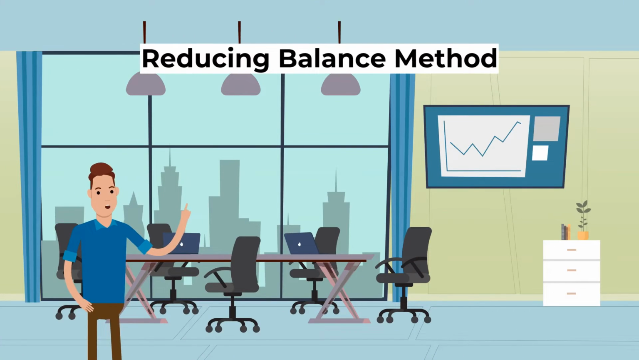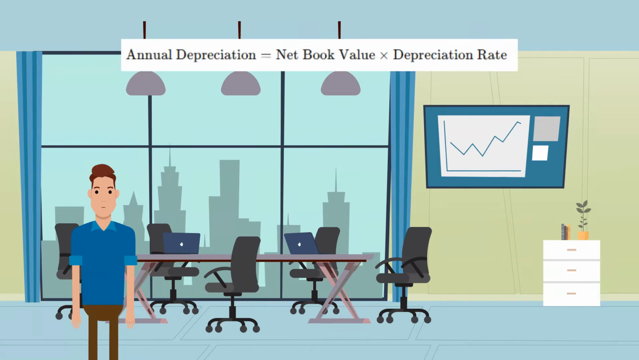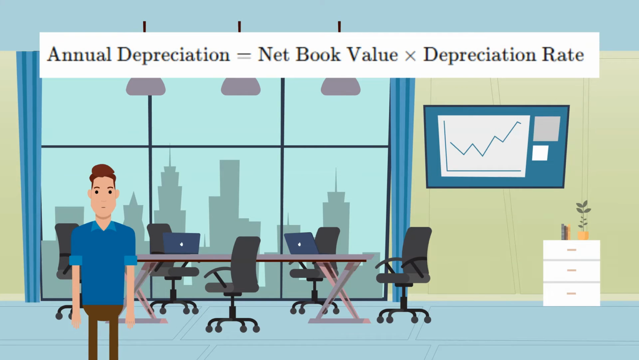The reducing balance method applies depreciation as a percentage of the asset's remaining value. This results in higher depreciation in the early years and less later on. The formula is as follows: annual depreciation equals the net book value multiplied by the depreciation rate.